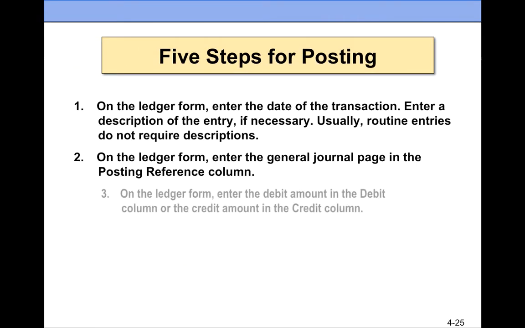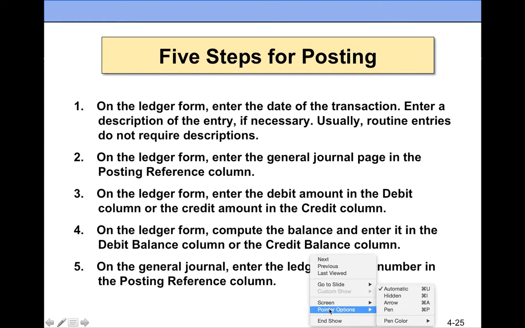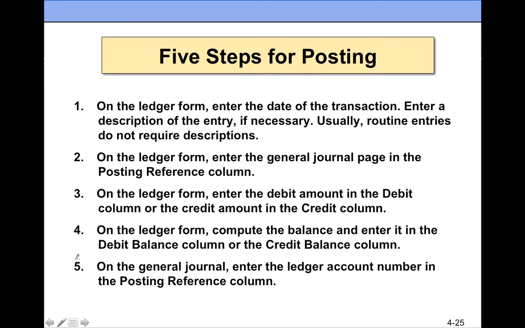So these are 5 steps in posting, very formal, but like I said, you just put the date. Description is not necessary, right? Don't worry about description. You put the general journal page in the posting reference. You enter the debit amount or credit amount, and then you run the balance. And on the journal, you enter the ledger account number in the posting reference column. So guys, if you look at this 5 and this 2, this is called cross-referencing, right? We cross-reference both books, the journal and the ledger.